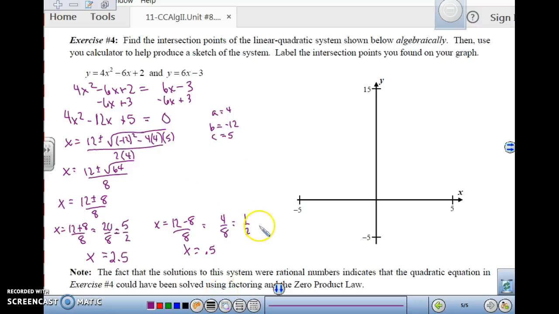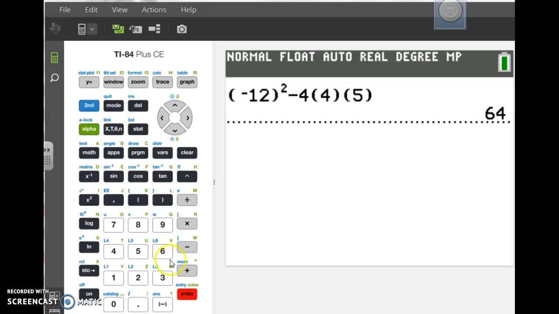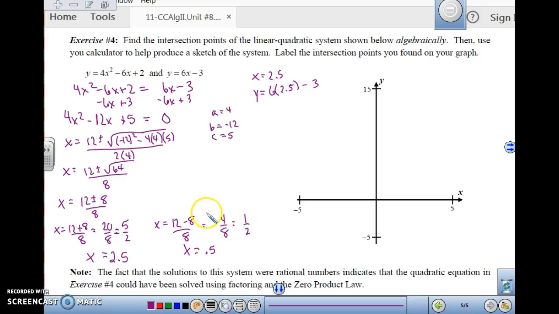Now remember, if I'm looking for where they intersect, I should also have a y value. All right, so if x equals 2.5, what y value goes with it? Well, I would plug it into one of these. I'm going to use this one because it's easy. 6 times 2.5 minus 3 is 12. So y is going to equal 12.